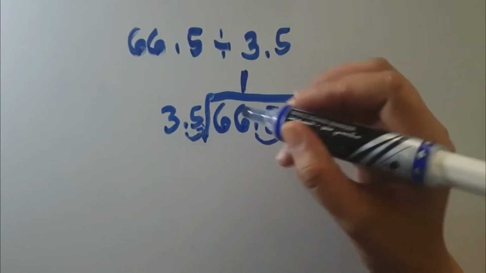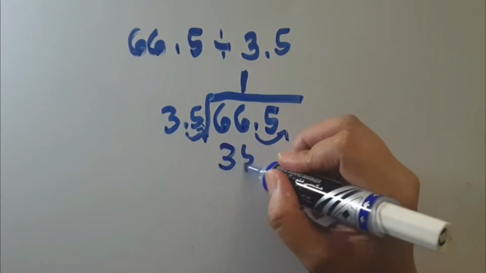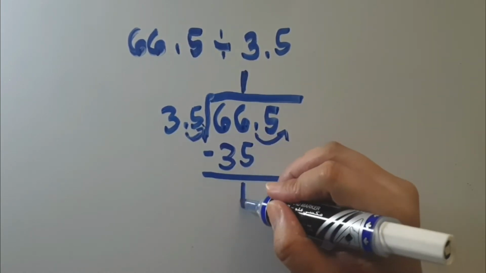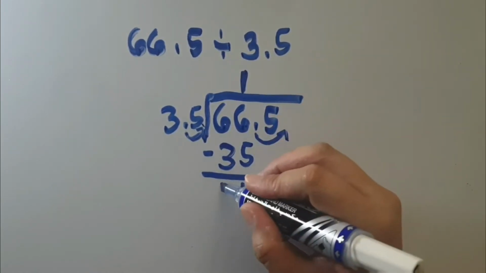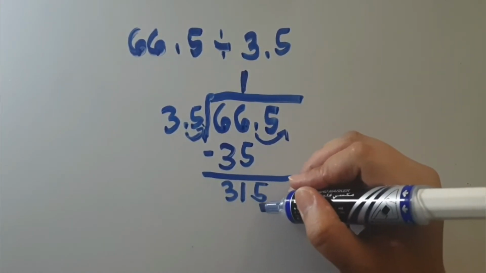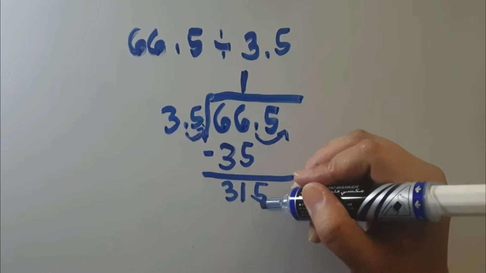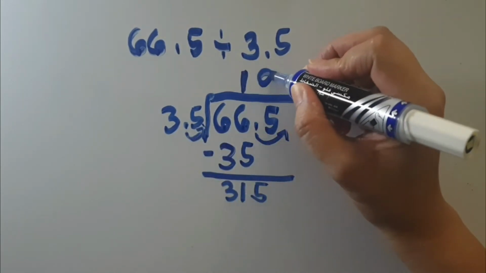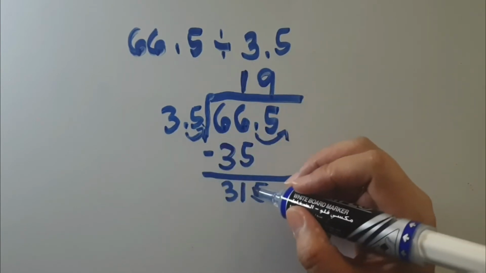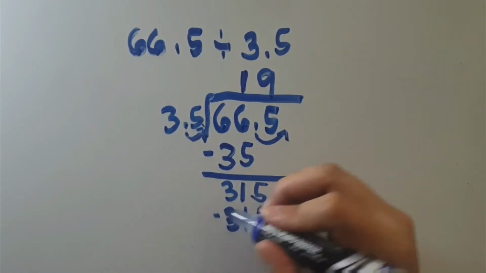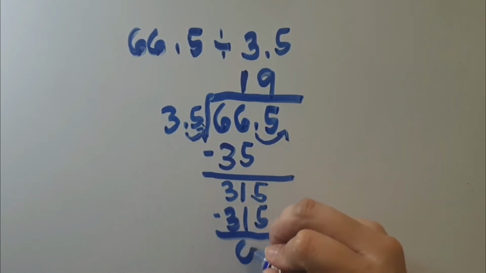And then 1 times 35 is 35. Then subtract. 6 minus 5 is 1. 6 minus 3 is 3. Then we need to bring down 5. Now we have 315. 315 divided by 35 is 9. And 9 times 35 is 315. In this case, we don't have a remainder.